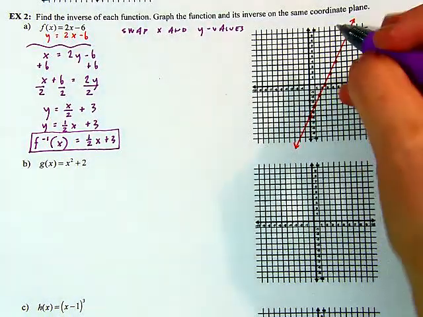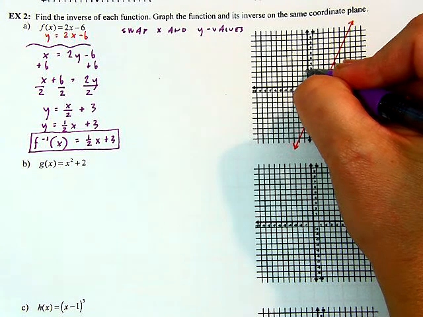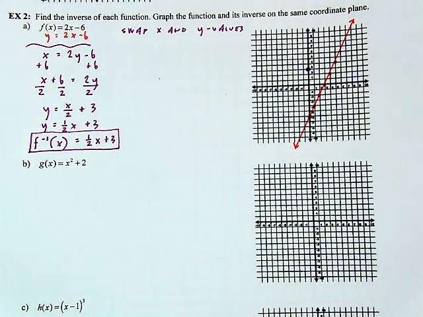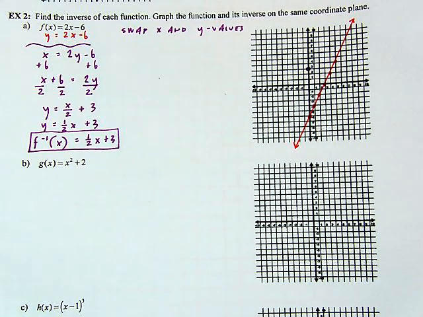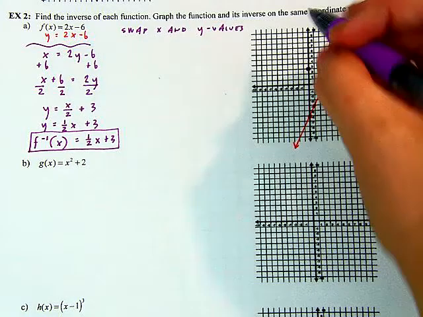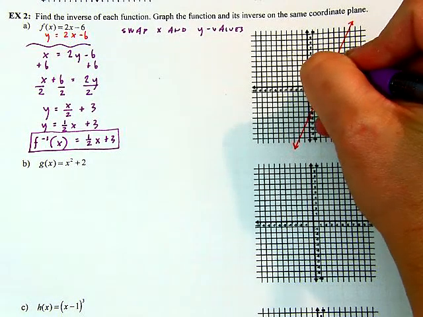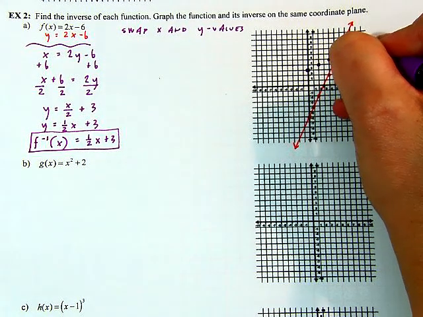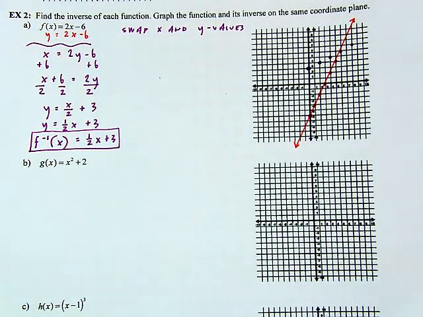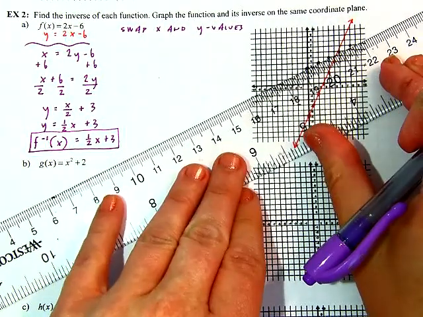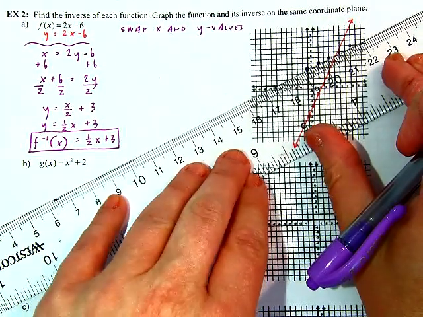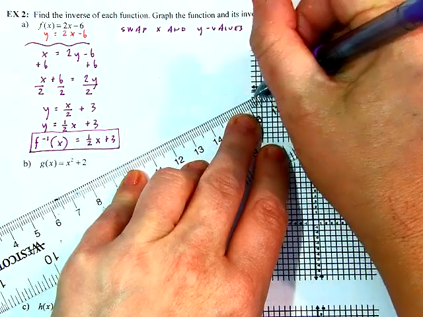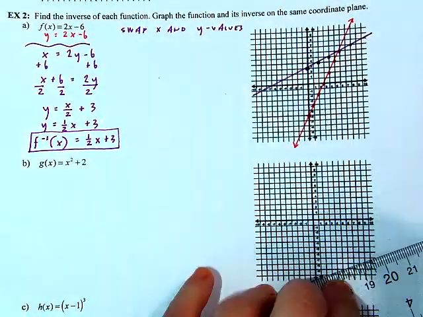I'm going up 3. It's in slope-intercept form, so there's my y-intercept at 3, and I know that my slope is 1/2. So up 1, right 2, up 1, right 2, and so on. There we go, here is my inverse. The inverse of a line is still a line. It looks like that in purple.